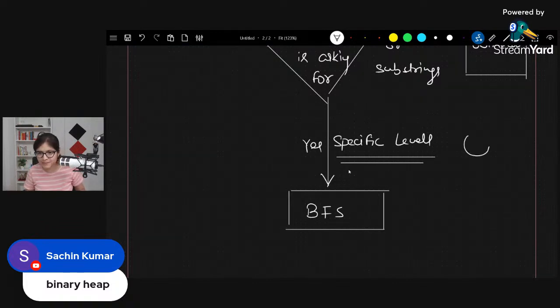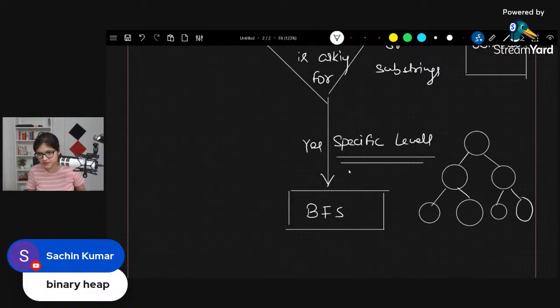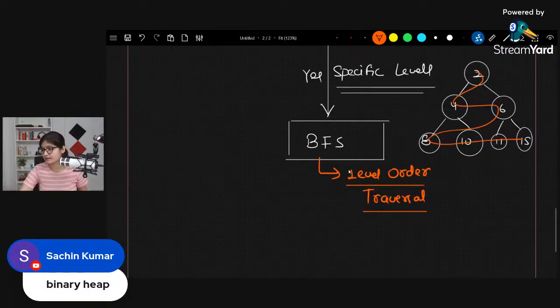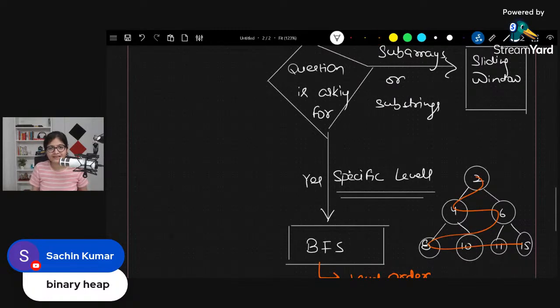For example, let's say I have this tree: 2, 4, 6, 8, 10, 11, 15. BFS will traverse level wise, 2, 4, 6, 8, 10, 11, 15, like this. So the answer will be BFS. Yes, BFS is the only one responsible for level order traversal. One and the same thing, Arun. So internally, if you observe level order traversal, which algorithm is running? BFS. Make sense?